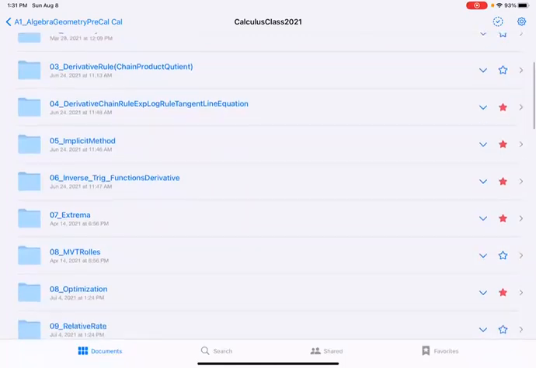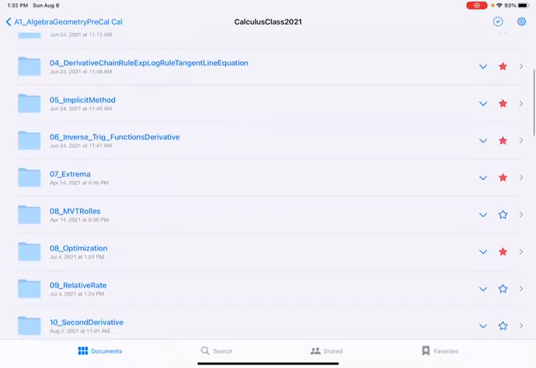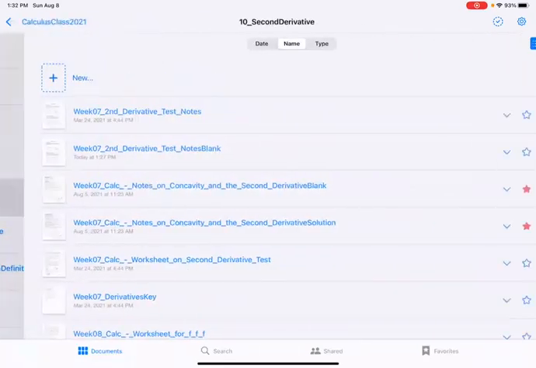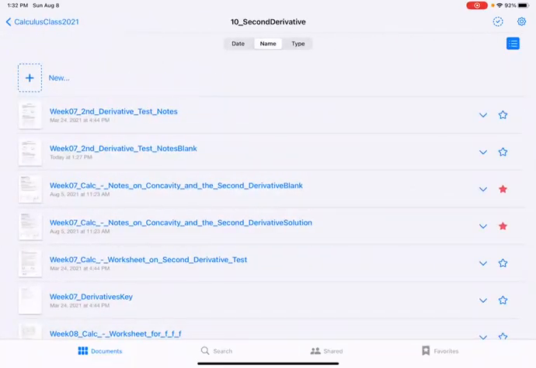And then we learned also about the logarithm derivative, tangent line equations. We also studied the implicit method, inverse trigonometry derivative, extremes, okay, optimization, related rates. And today we will learn the second derivative.